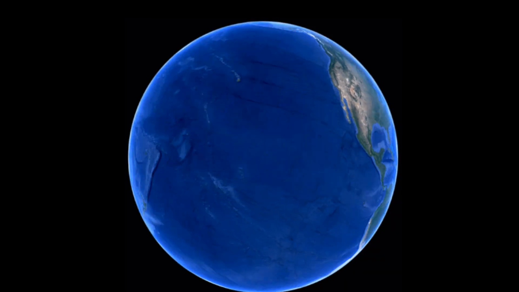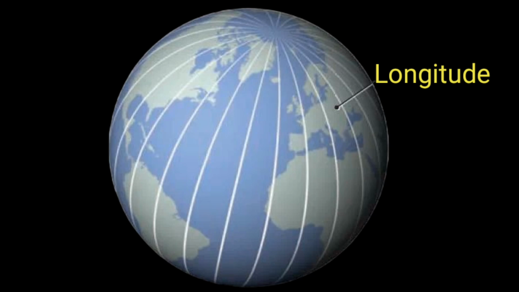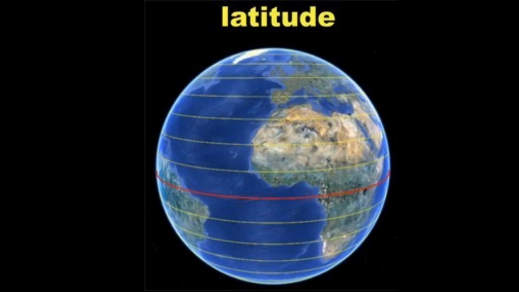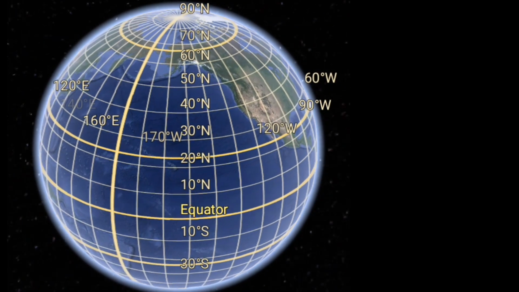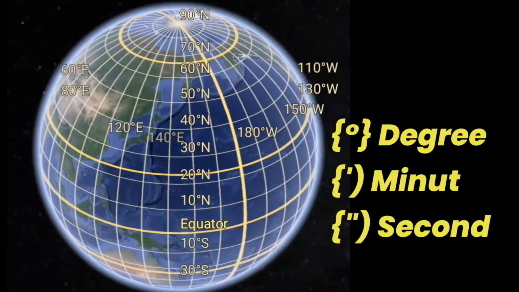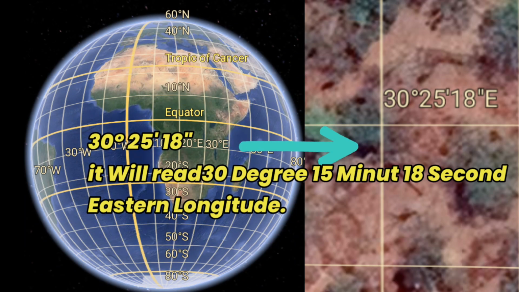To show the location and expanses of any place or country on the globe, imaginary lines called meridians and parallels are drawn on it. These lines are only drawn on globes or maps and do not exist on the actual Earth. The vertical lines on the globe are called meridians of longitude, and the horizontal lines are called lines of latitude. You also need to know how to read and understand longitude and latitude. They are expressed in degrees, minutes, and seconds. For example, 30 degrees 25 minutes 18 seconds represents the eastern longitude.